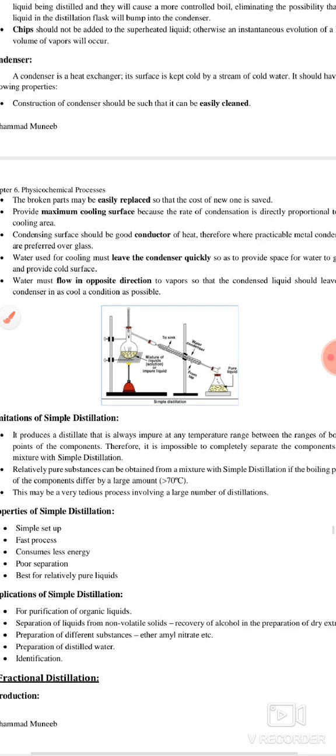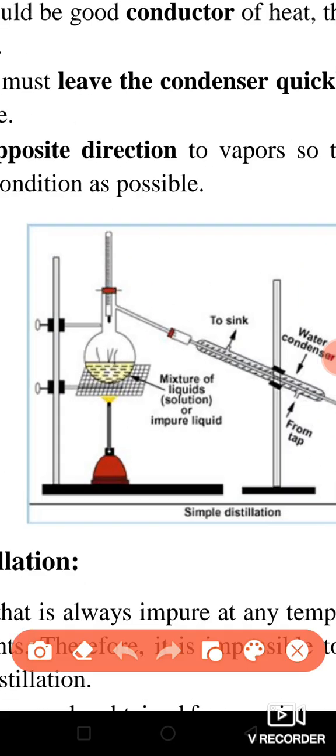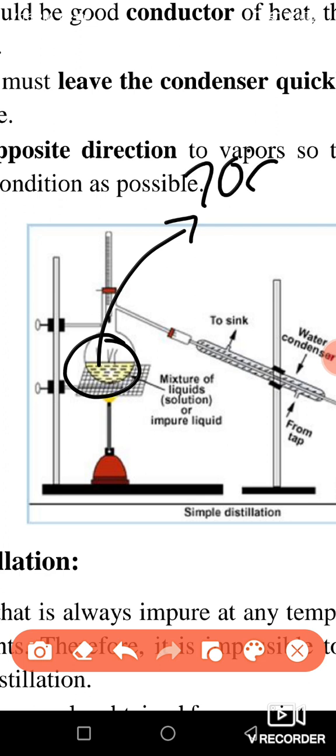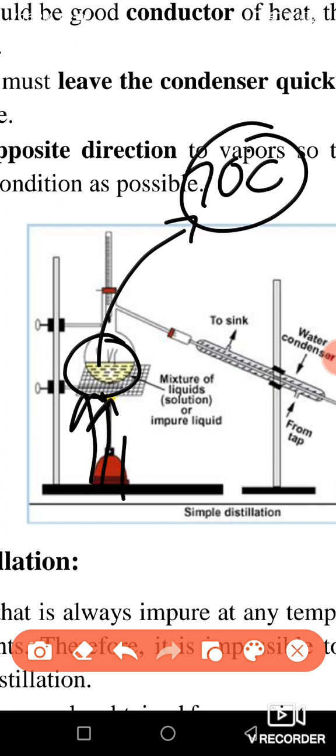So, as you can see here in the diagram, this liquid has some boiling point. You have to find what the boiling point of it is. Consider it has a boiling point of 70 degrees. You have to provide heat to this liquid at 70 degrees, but make sure that the impurities present in that liquid, or consider that we have two liquids and we have to separate them.